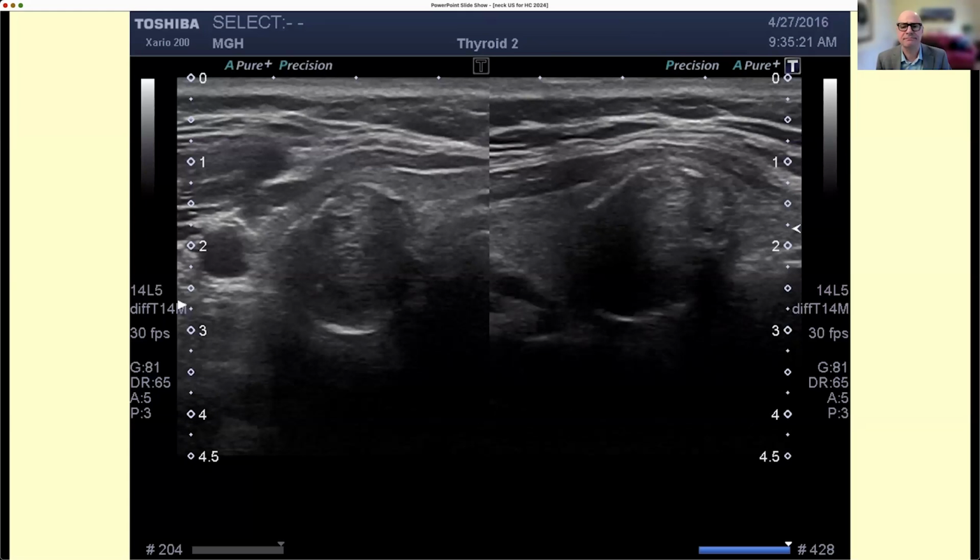Any takers on this one? It's an isoechoic nodule, iso to hypoechoic with interrupted calcification.